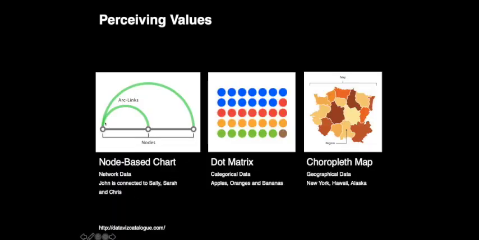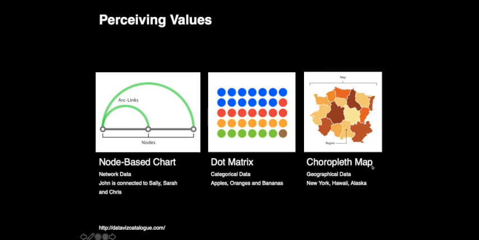So node-based visualizations are charts that take network data and find connections between all these different nodes. So looking at like your friend group, if your friend is John, then John is friends with like Sally and Sarah, and then Sarah is friends with Chris, et cetera, et cetera. Finding all those connections between different data points. Dot matrix is kind of like similar to a bar chart. It's using categorical data, so it's also comparative. So comparing apples, oranges, and bananas, and the total number of counts is represented by a dot.